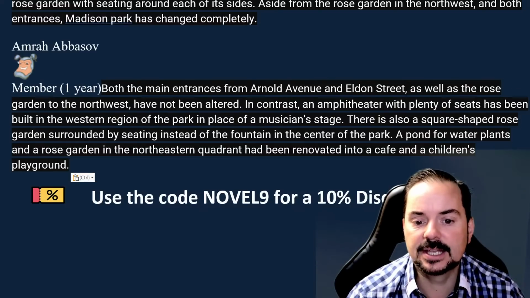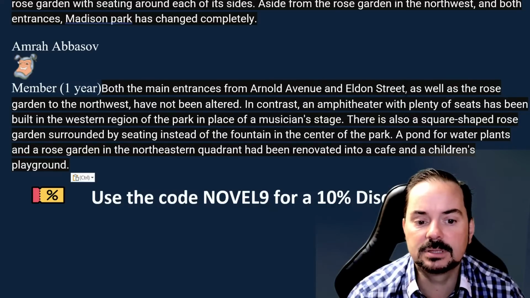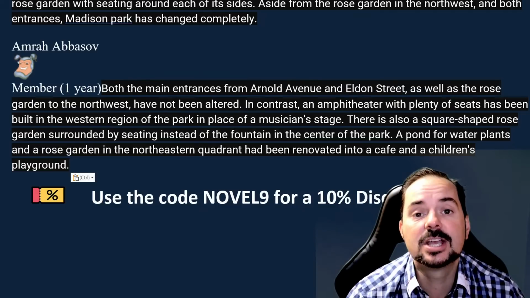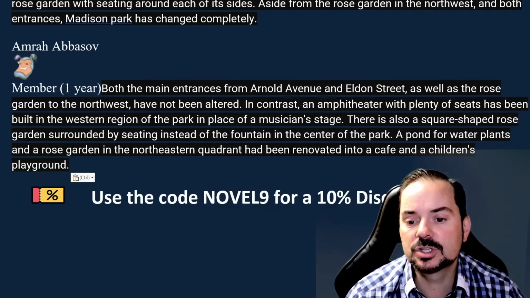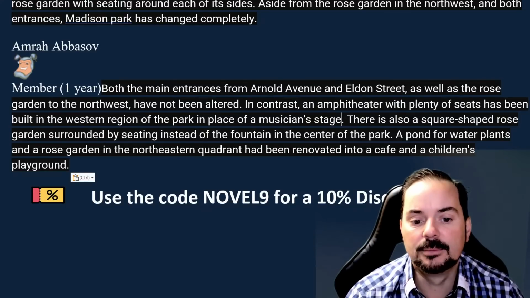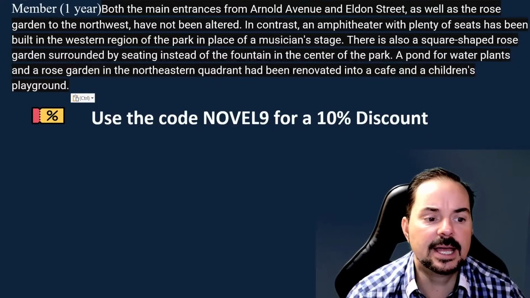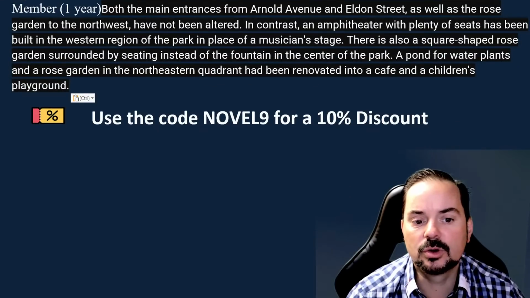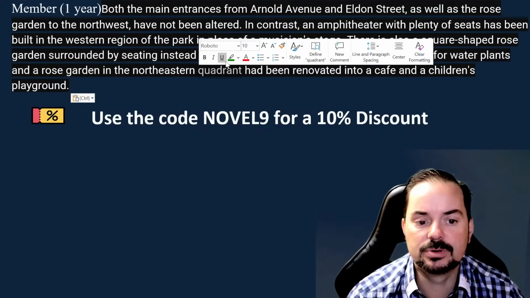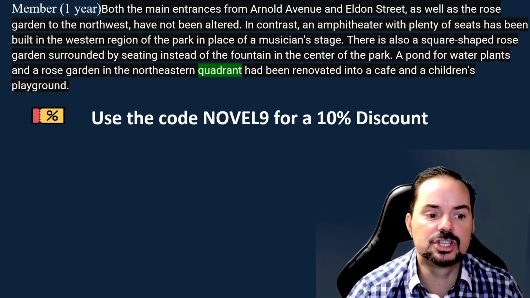In contrast, an amphitheater with plenty of seats has been built in the western region of the park in place of a musician's stage. Excellent. Clear grammar. Very good. There's also a square-shaped rose garden surrounded by seating instead of the fountain in the center of the park. Good. Okay. A pond for water plants and a rose garden in the northeastern quadrant, nice use of the word quadrant, had been renovated into a cafe and a children's playground.